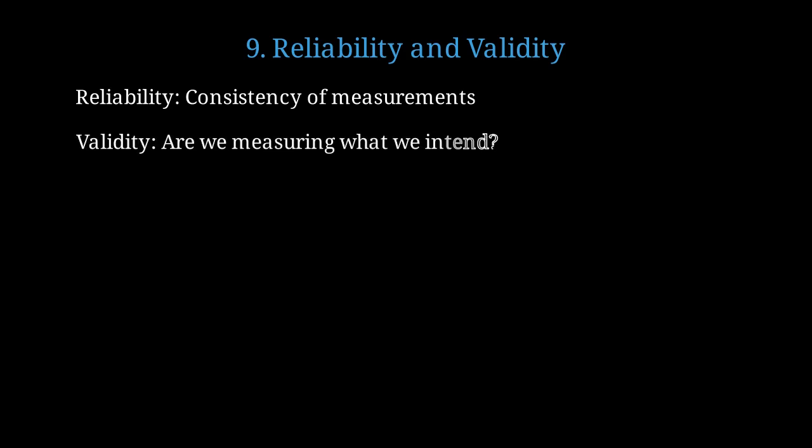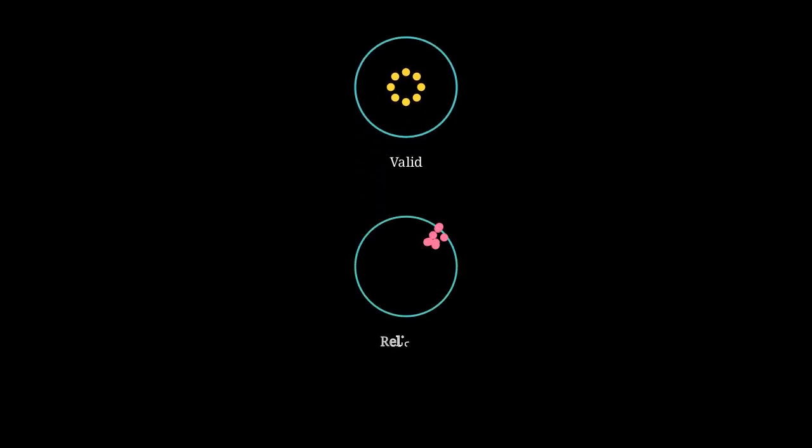Reliability and validity are fundamental concepts ensuring research quality. Reliability refers to the consistency and repeatability of measurements. Validity asks whether we're actually measuring what we intend to measure. Valid measurements cluster tightly around the true value, like arrows hitting the bullseye. Reliable but invalid measurements cluster together but miss the target, like consistent bias.